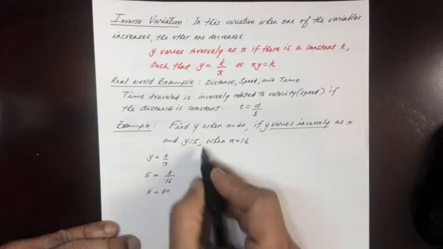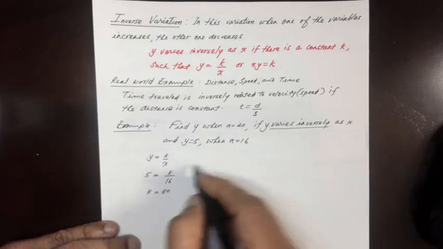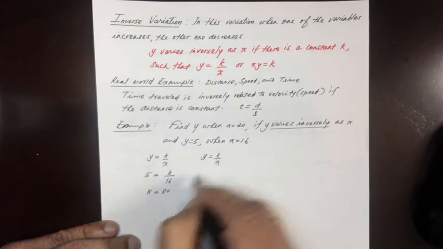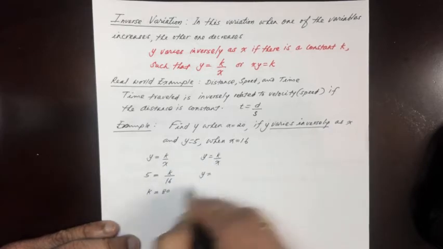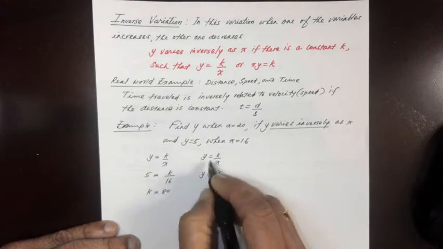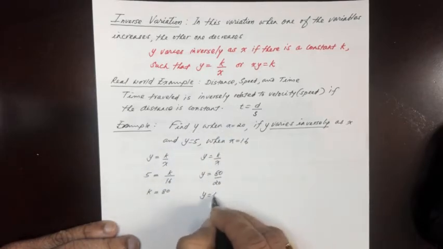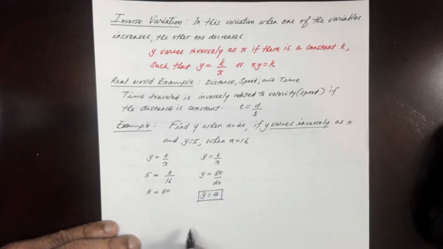Use that value over here to find y when x is equal to 20. So y is equal to k over x, k is 80, and we know x is equal to 20. y is equal to 4. So this is an example of an inverse variation.